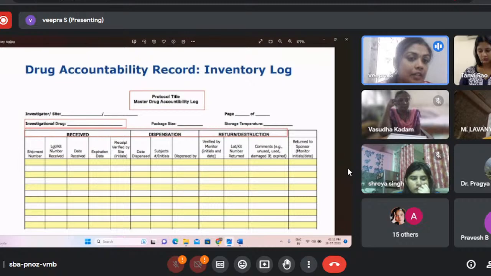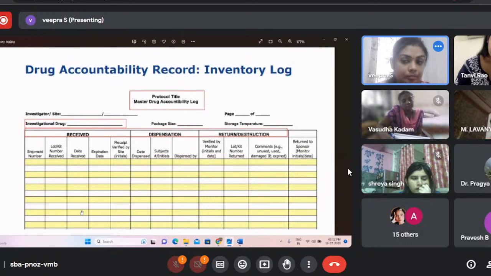Then after that, what is the lot number or kit number of the medicine which is received? That should be listed. So if you receive 10 IP, then each row should contain each medicine number. Then date received, the date on which the IP is received at the site. That date needs to be noted here.